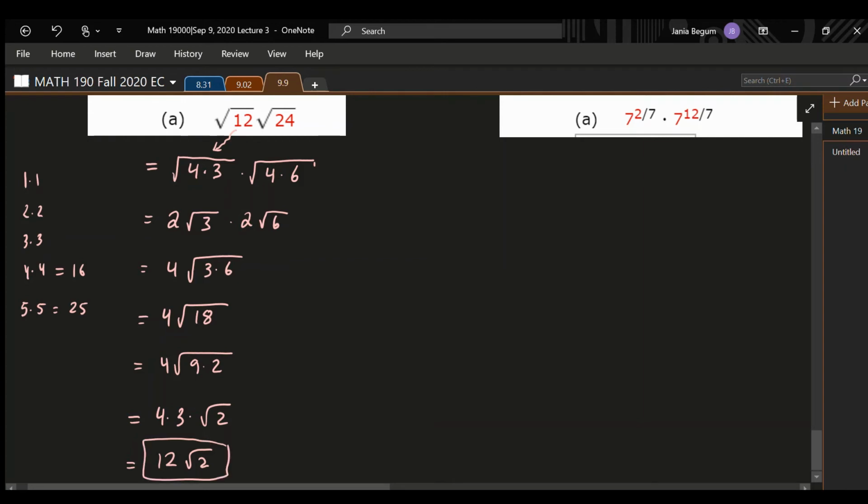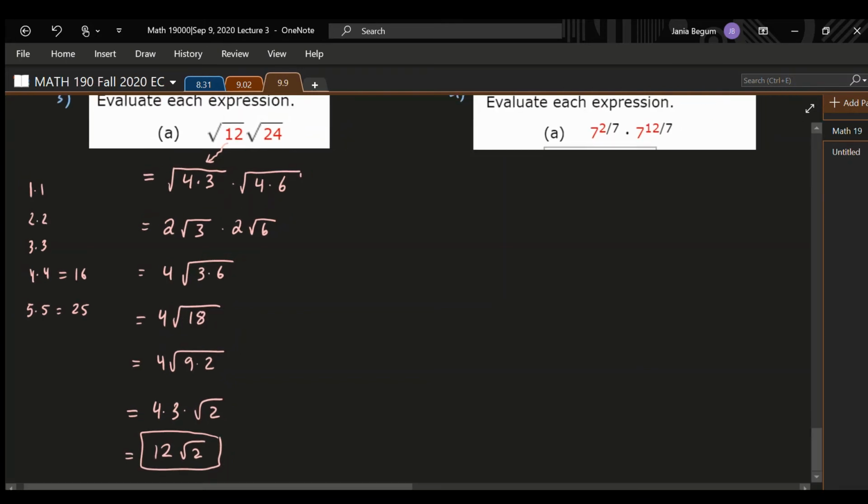So we took a longer approach, right? But we broke each number down with simple square roots, so that's the purpose. Any questions on something like this? Okay, now you could have done it differently.